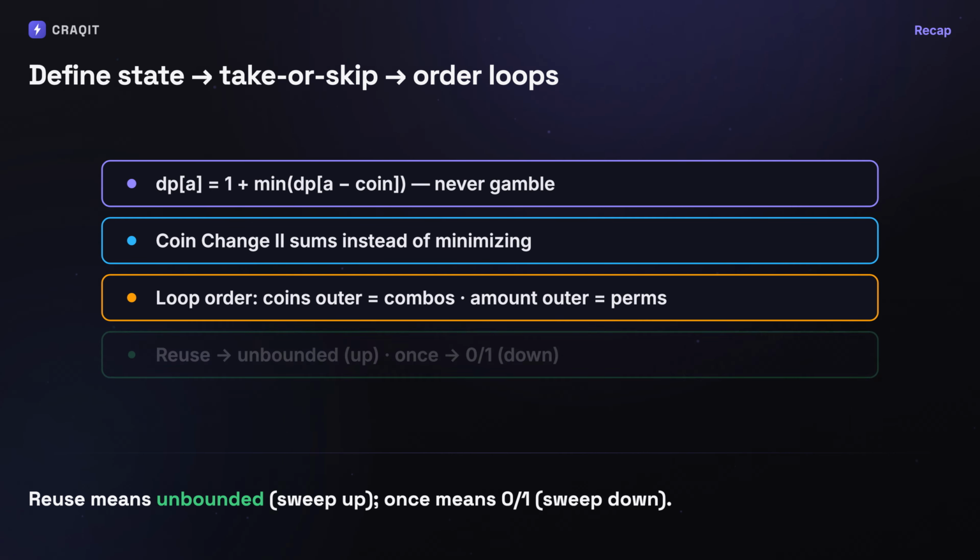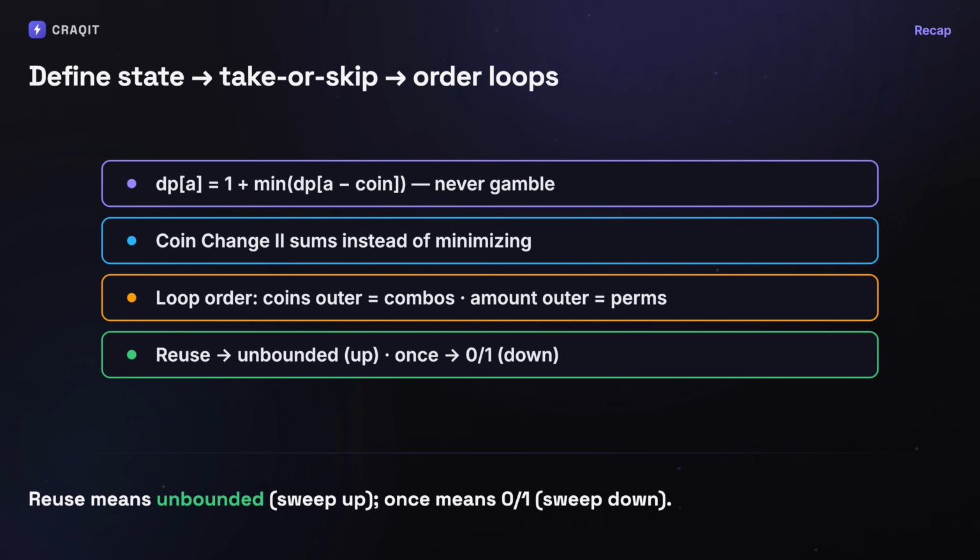Reuse allowed means unbounded, so you sweep upward. Used once means 0-1 knapsack, so you sweep downward. And store a parent pointer if you need the actual coins back. Master this one template. Define the state, write take or skip, pick bounded or unbounded, order your loops. And the whole knapsack family falls at once.